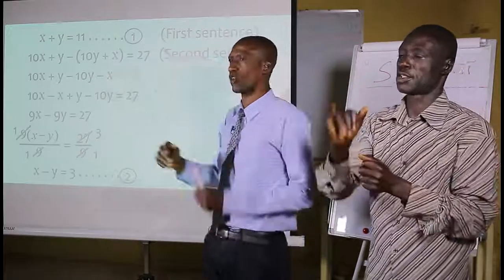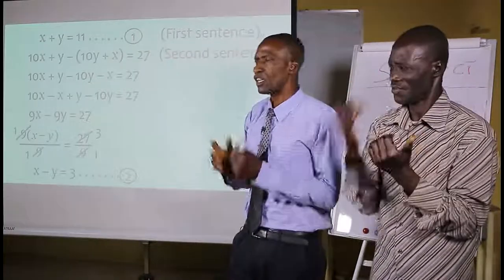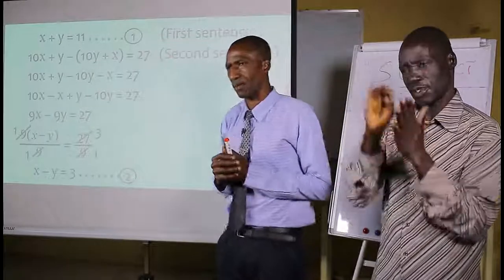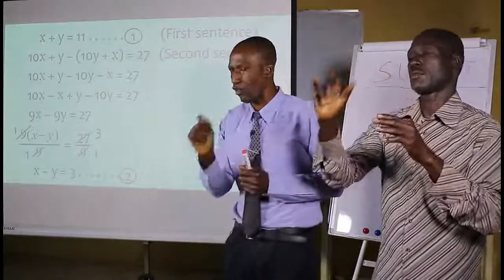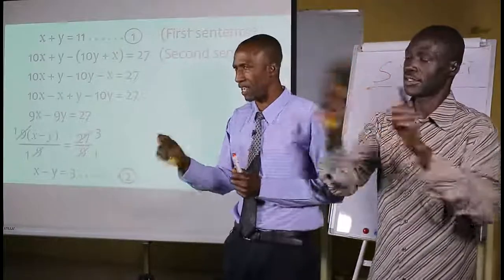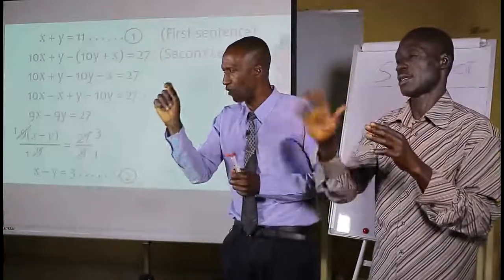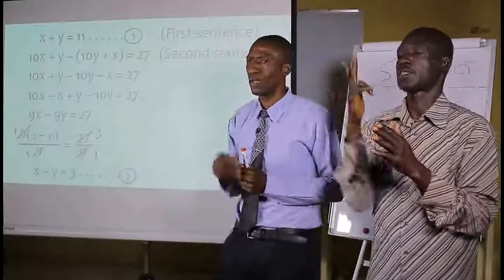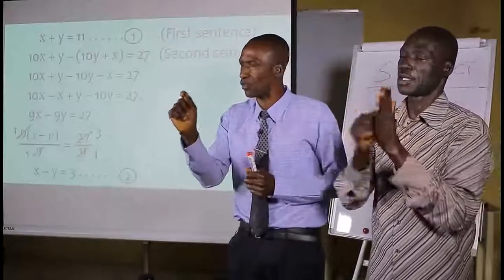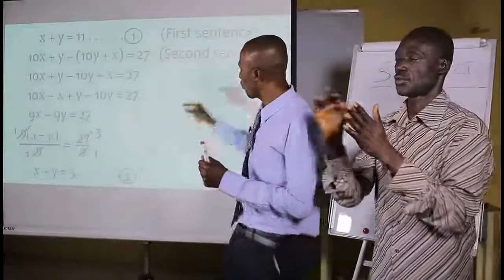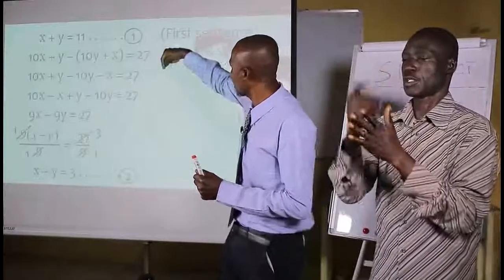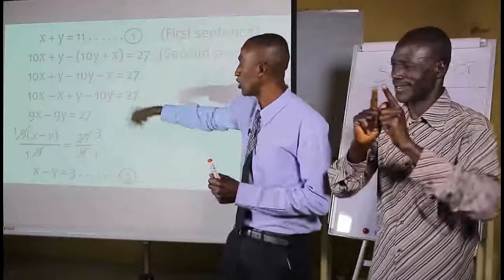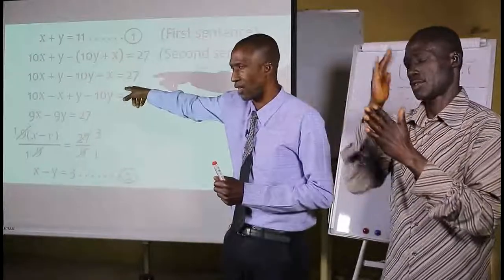Why do we have a subtraction sign there? Supposing I say 5 is greater than 2 by 3. That implies that 5 minus 2 equals 3. So from the second sentence, we are told that the number, that is the original number, is greater. So that's why we have the subtraction sign there.